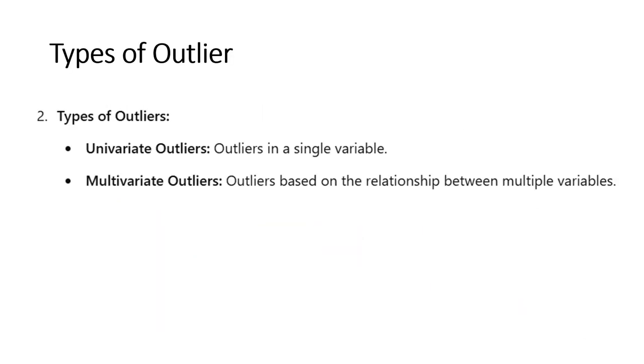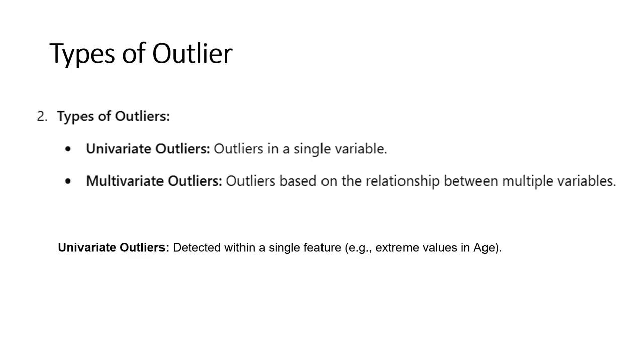So what are the types of outliers? There are two types of outliers. One is called univariate outliers and the second one is multivariate outliers. So what is the difference? Univariate outliers are outliers in a single variable. For example, inside the age column, if human ages are between, say, 1 to 80 and some value occurs like 104 or 1000, this is called an outlier. We have multivariate outliers also.